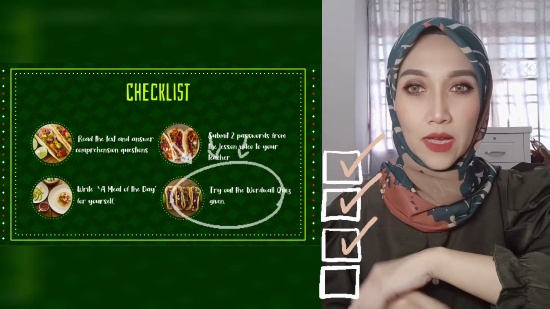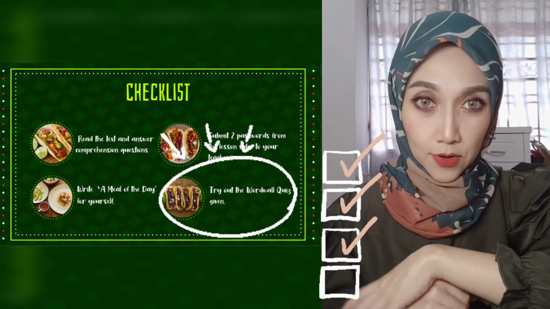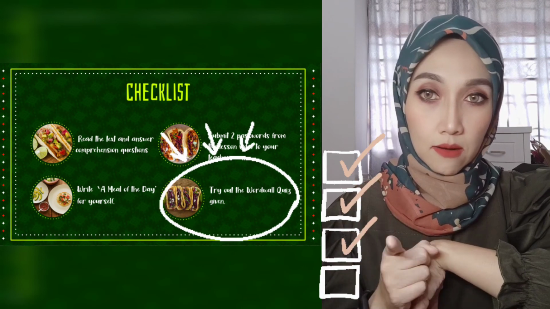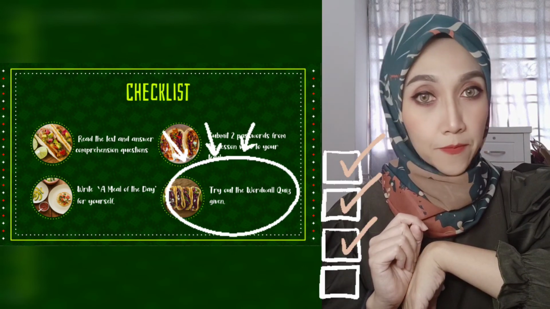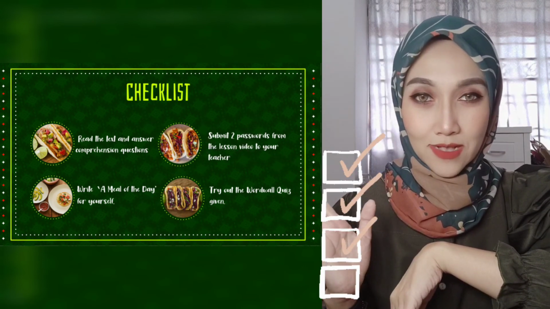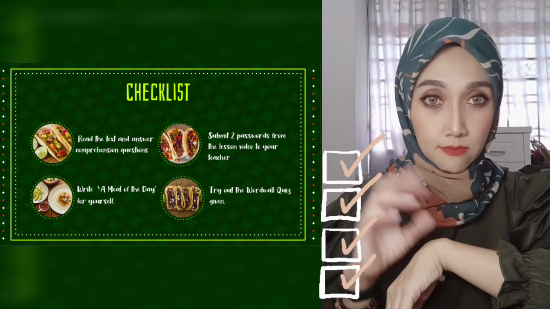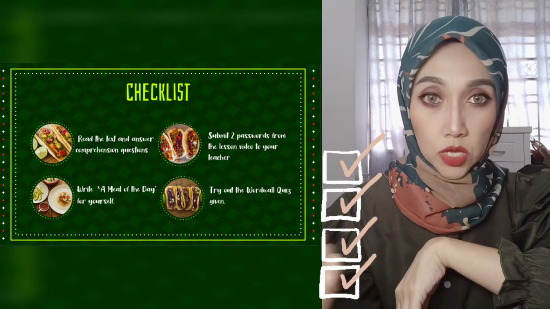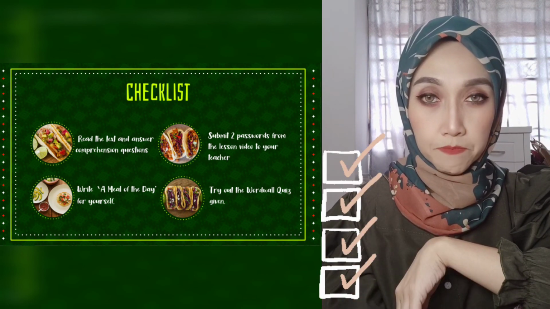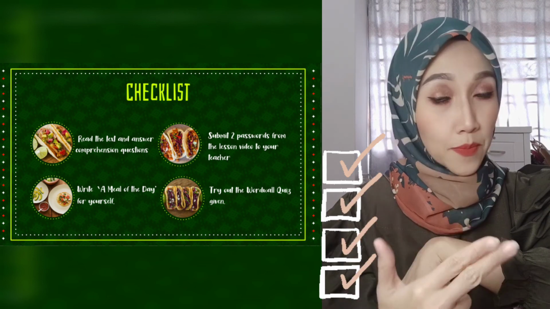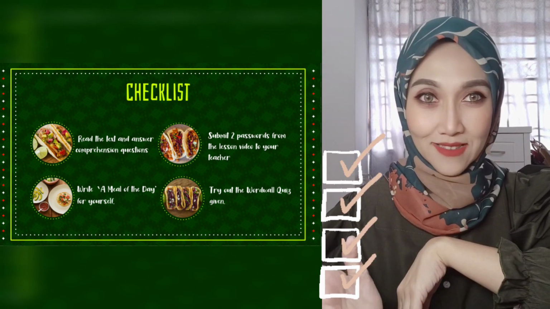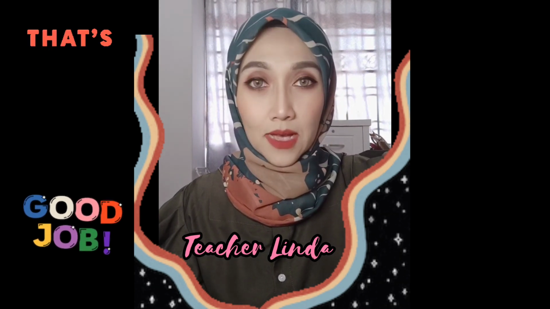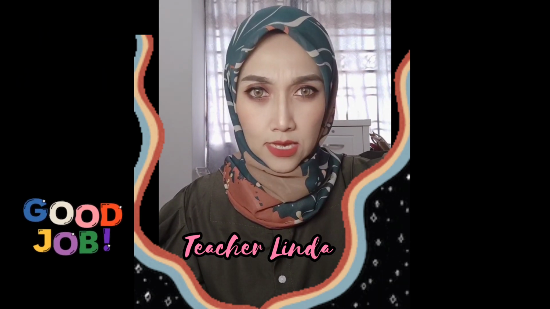Then try out the word wall quiz given. I will give you the link in the group. You can try out the word wall quiz that I prepared for you as additional fun activities. So those are the things that you need to submit. Please submit your comprehension questions, your meal of the day, and the password. Okay, only that.